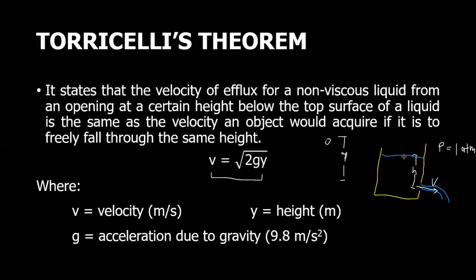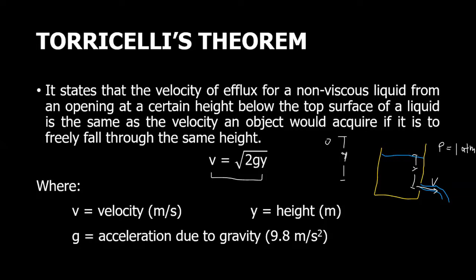In this case naman, yung fluid, ito yung like H, ito yung Y. Let's just say that's Y. Tapos ang velocity palabas nito sa butas na to is V. So that's V equals square root of 2gy.